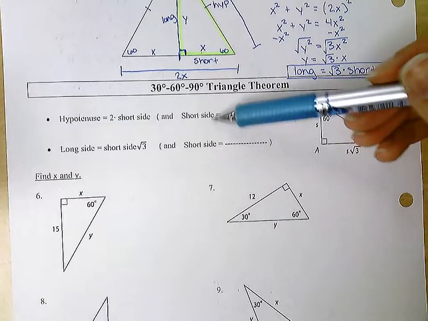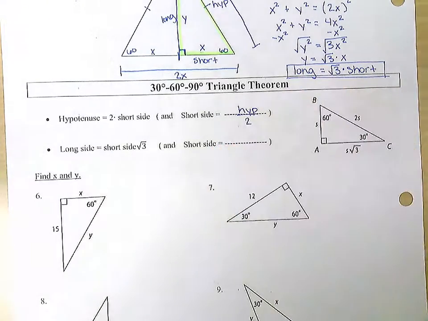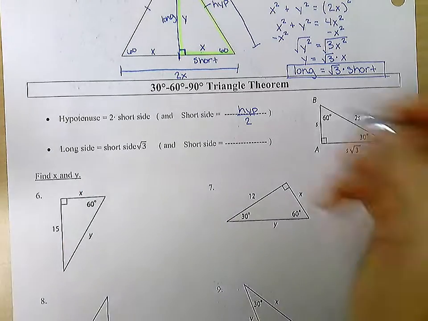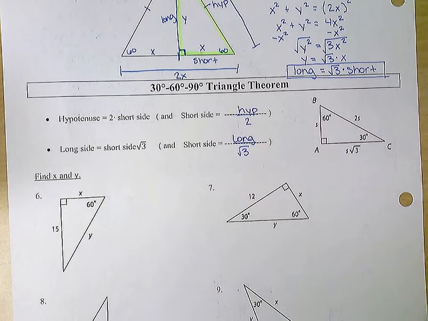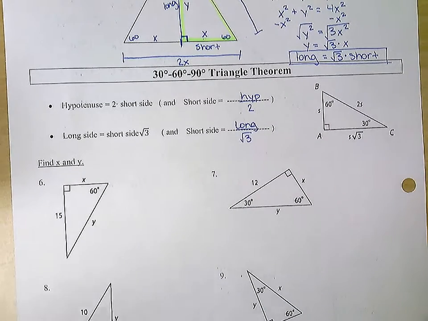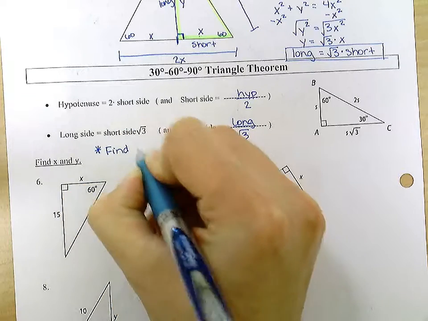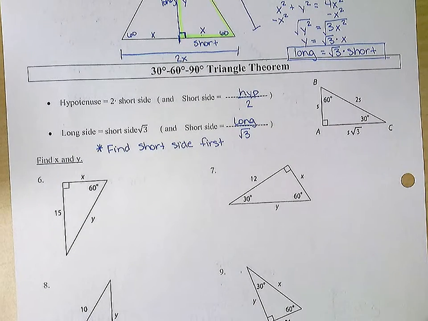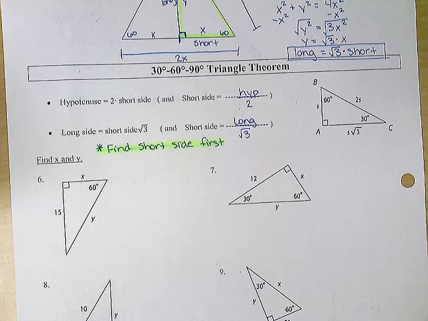Now they also have the short side for both of these. If you have to find the short side, you could also take the hypotenuse and divide it by 2, just solving for the short side. Same thing when you have the long side. You can take the long side and divide it by the square root of 3. If you do that, you do have to simplify. A good rule of thumb here, you always want to find the short side first. If it's not given to you, you need to find the short side first.